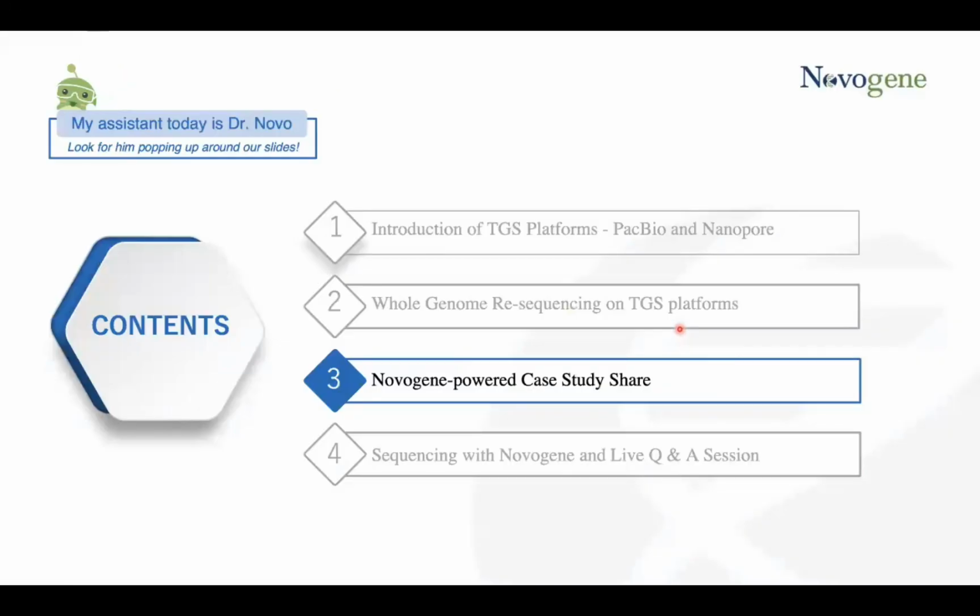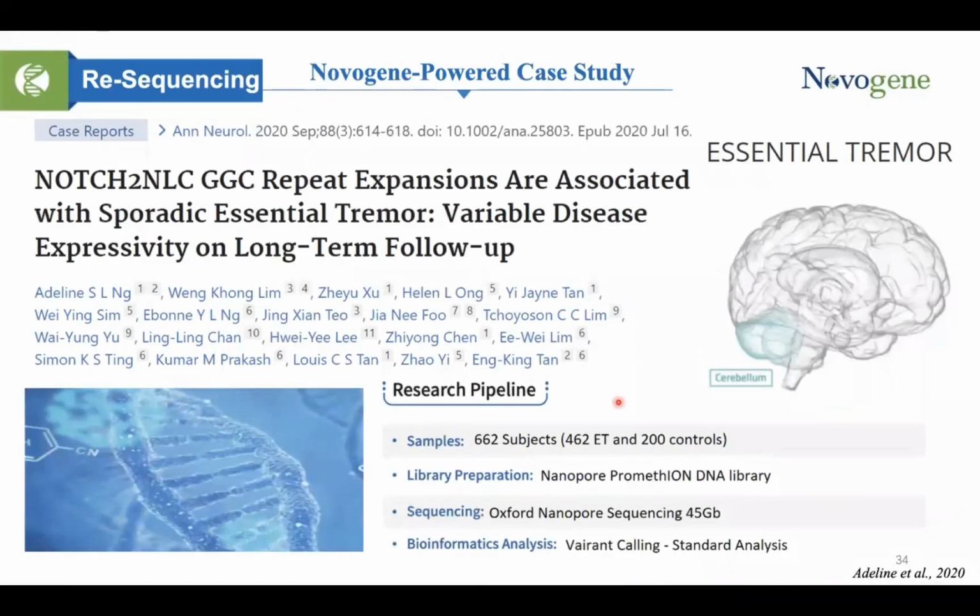Next is our case study sharing. The paper I'm going to dissect was published in 2020: NOTCH2NLC GGC repeat expansions are associated with sporadic essential tremor, with variable disease expressivity on long-term follow-up. The study screened 1,662 subjects and identified pathogenic NOTCH2NLC GGC repeat expansions with nanopore sequencing and variation analysis.